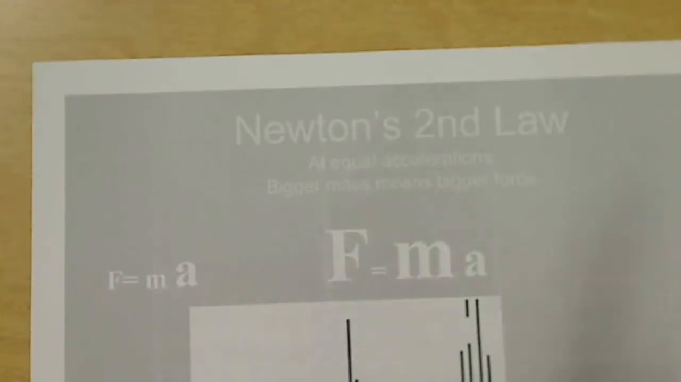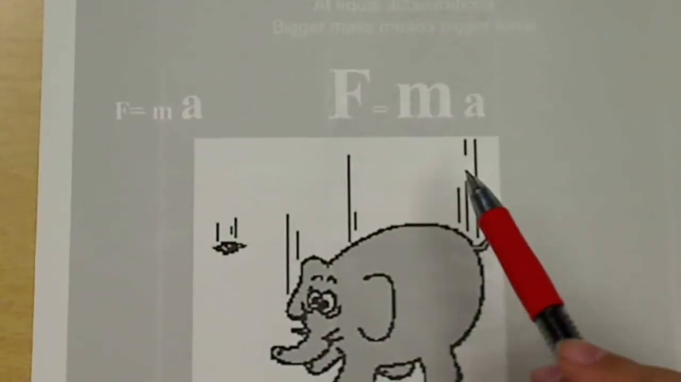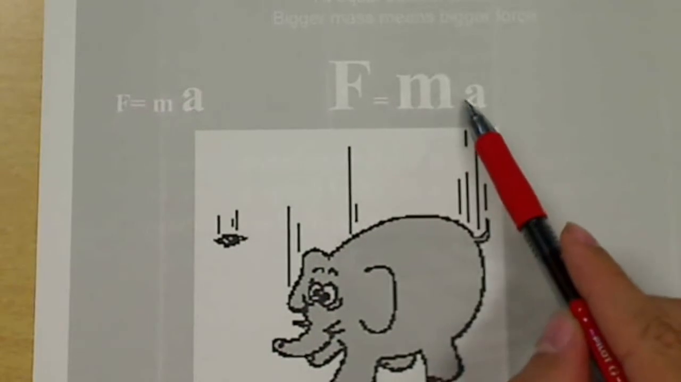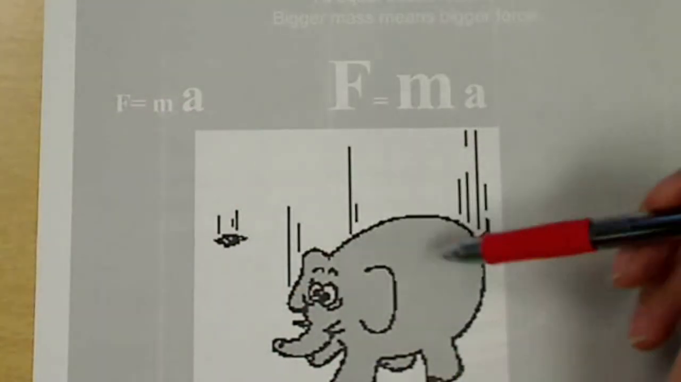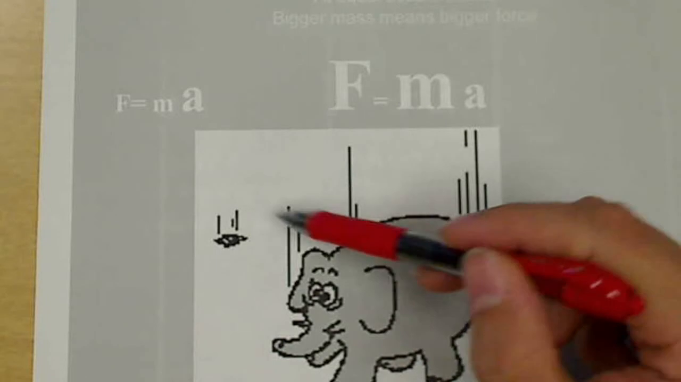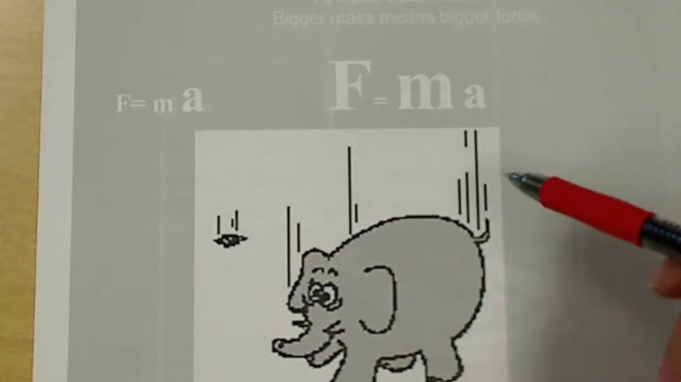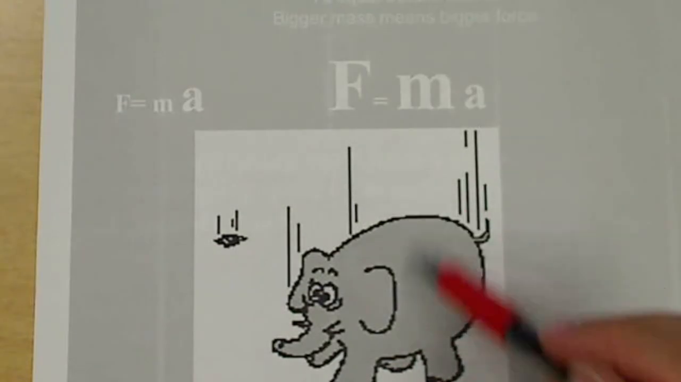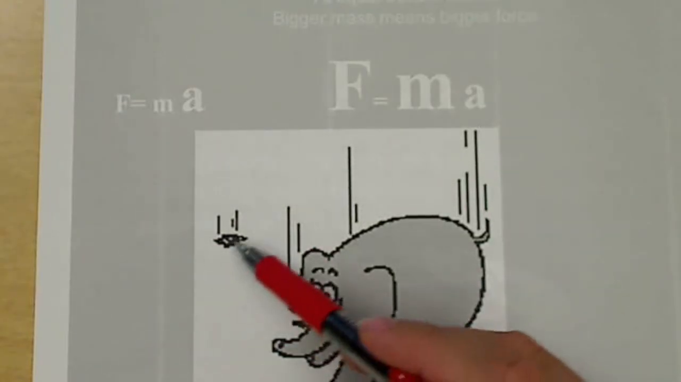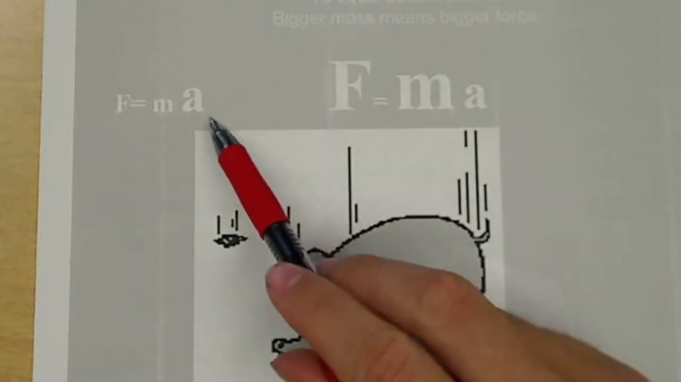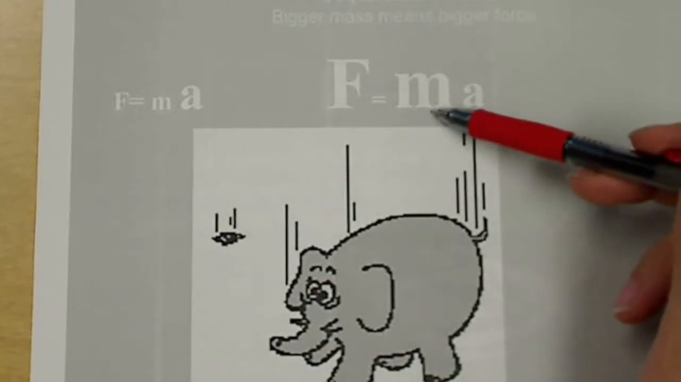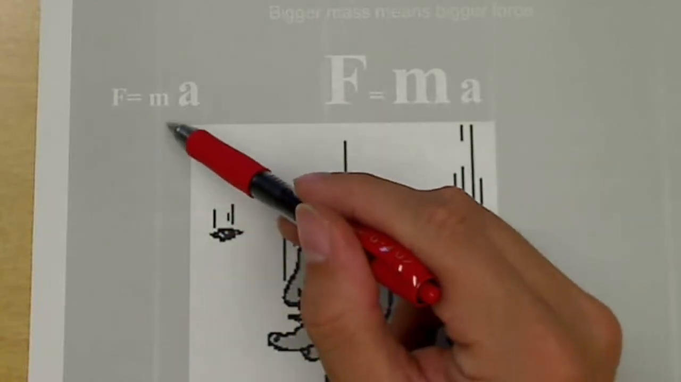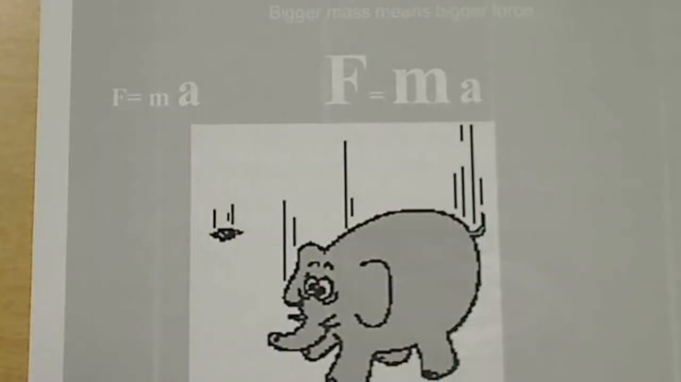So now we say they are directly proportional. If we have equal accelerations, we're using the size of these letters to represent how big the numbers are. So this elephant and this bird both have the same acceleration because they're both falling. So the acceleration is the same. Now because the elephant has more mass, it means it has more force. Because this bird has less mass, it has less force.